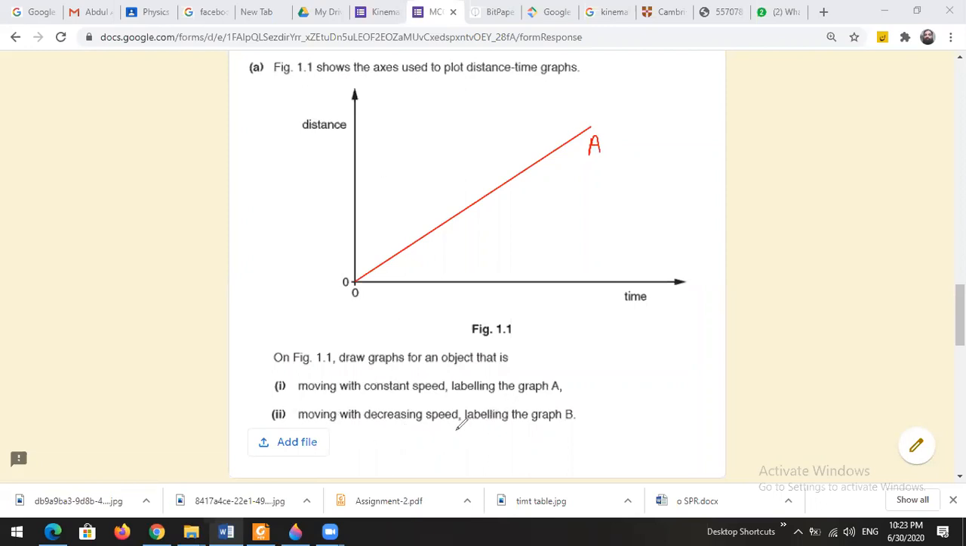Part 2, moving with decreasing speed. Decreasing speed means the gradient becomes 0 or decreasing. So I'm making another graph. So this one is decreasing. You can see here the gradient is decreasing. This is B. So this part has been done as well. Clearing this drawing and moving to the next part.